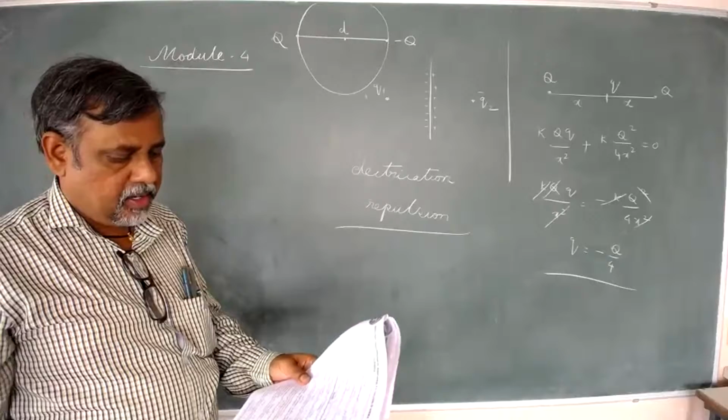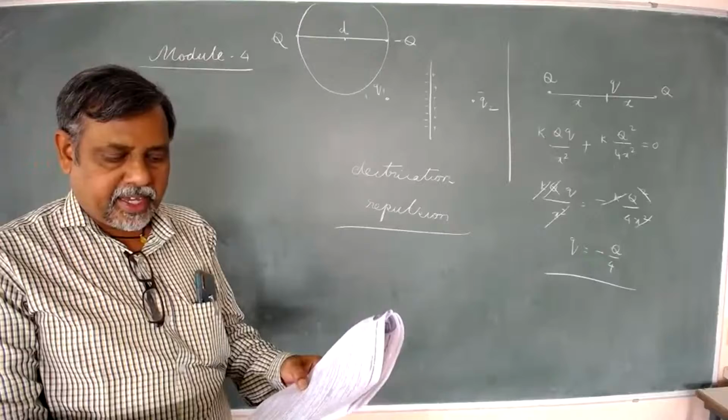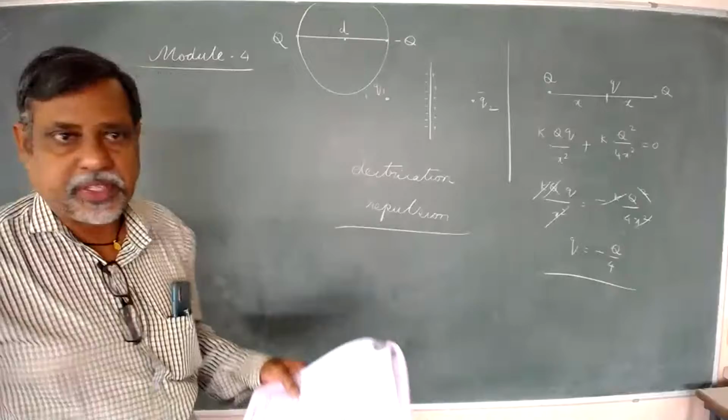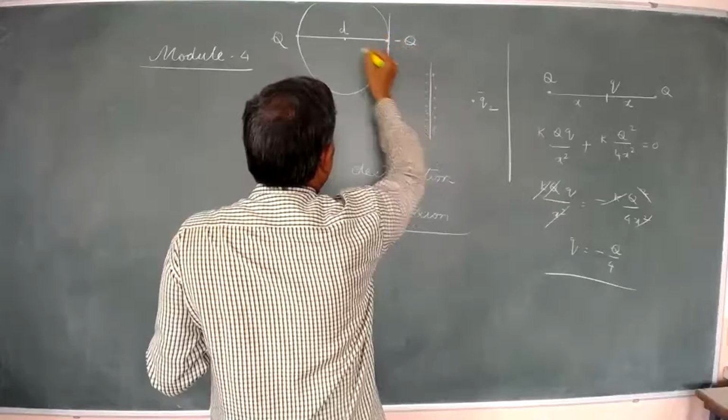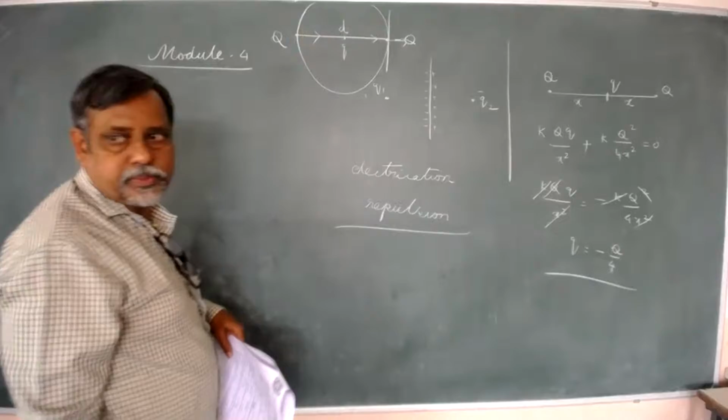Then, the electric field is normal to the surface at the two points only. Electric field is always normal to the surface. Look at this again: since one charge is negative, the field will be directed in this direction, and since the other is positive, it will be directed like this. So option A is correct.